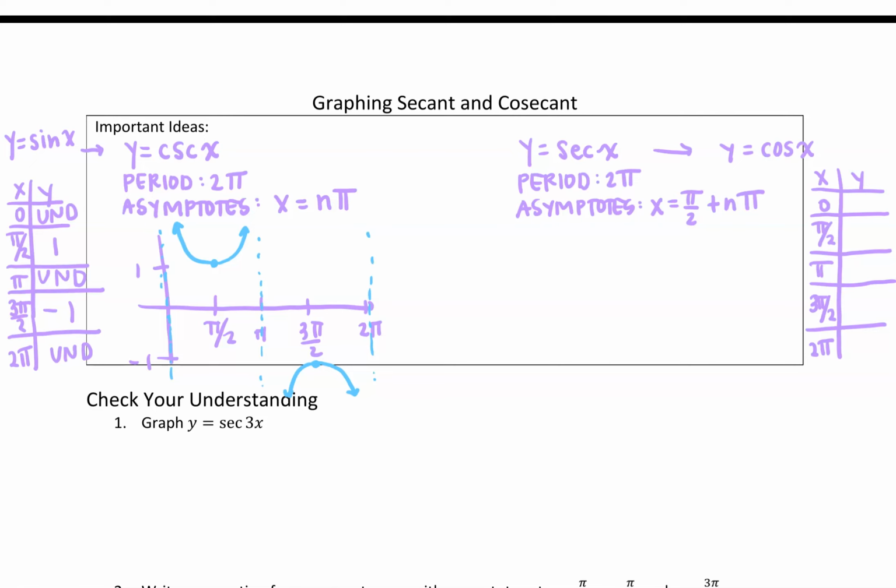Okay, so secant of 0 is going to be a what? 1, perfect. Secant of pi over 2 is going to be undefined. Secant of pi, -1. Secant of 3 pi over 2, undefined. Secant of 2 pi, 1. I mean, we can follow this pattern all the way through, yes? Okay.